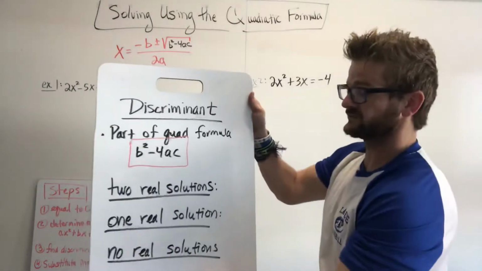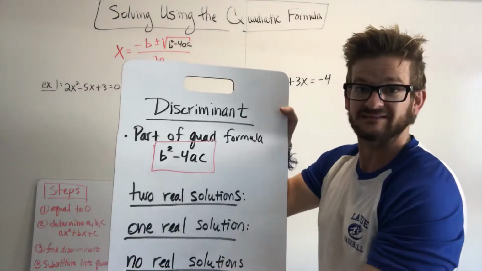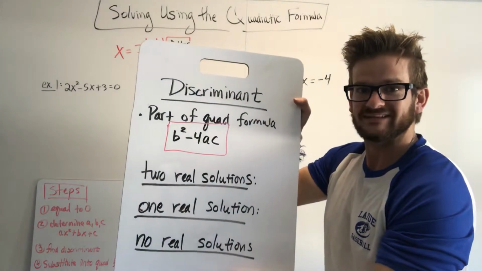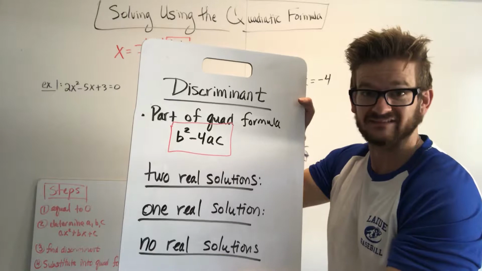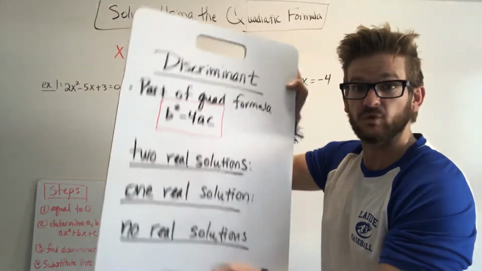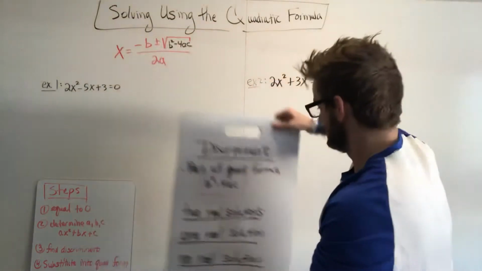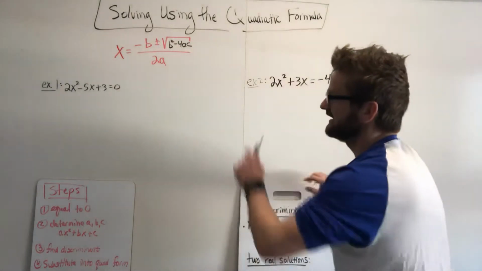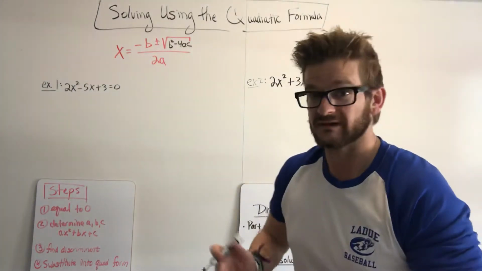So we're going to find the discriminant. The discriminant is going to tell us some things about this, and what it's going to tell us is how many solutions it has based on the value of it. So we'll come back to this one in a second. So let's take example 1 and let's find the discriminant really fast.